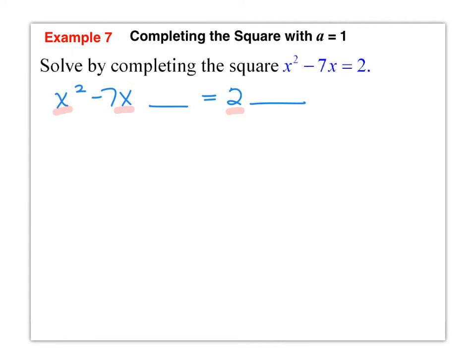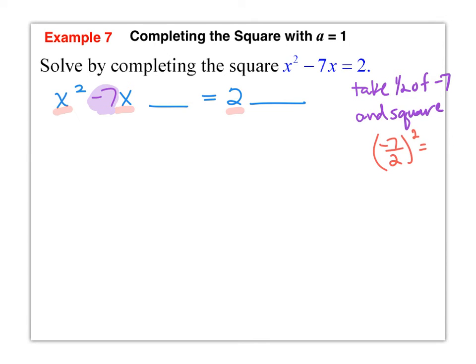Now we're going to square half the coefficient of the first degree term. Well, half the coefficient, the coefficient is negative 7. We're going to take half of negative 7 and square that result. So half of negative 7 is negative 7 over 2. When we square that result, we get negative 7 squared, which is 49, over 2 squared, which is 4. That's the number that we're going to place in the space on the left, as well as the space on the right.